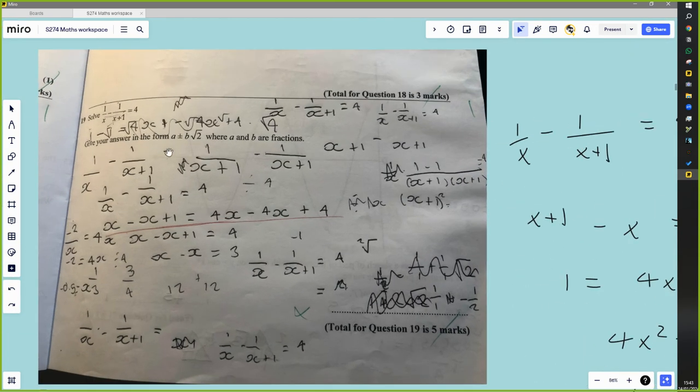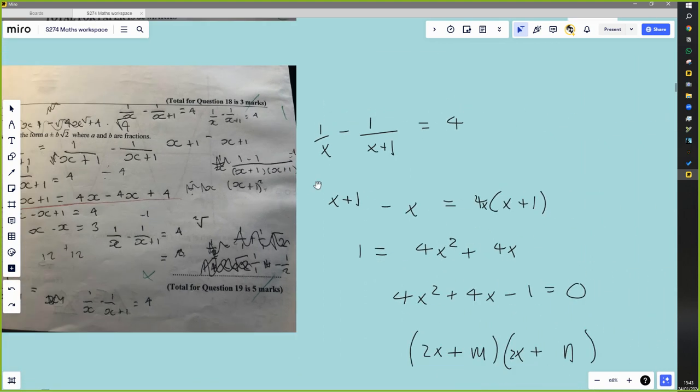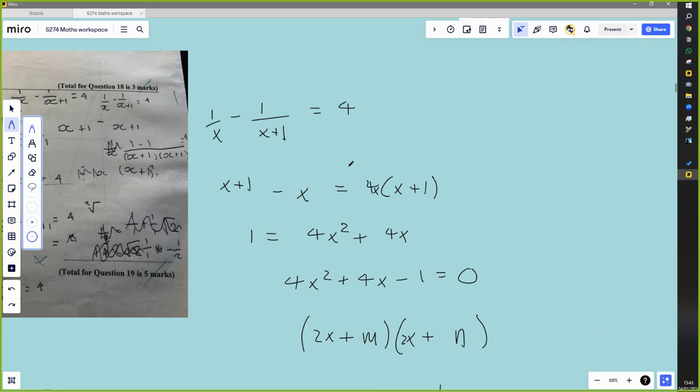And we're being asked to give the... I think I know what we're going to have to do. We're going to be asked to give the answer in the form a plus or minus b root 2.